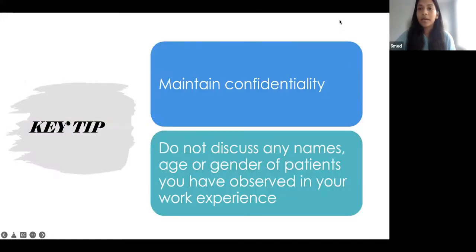Moving on. So a main key tip, like I said, maintain confidentiality. Do not mention any patient names, age, gender. Just be really generic and be very careful not to say anything. One thing I recommend, if you're writing a reflection diary, is not to include any personal information about the patients, so you completely avoid accidentally writing about it in your personal statement.